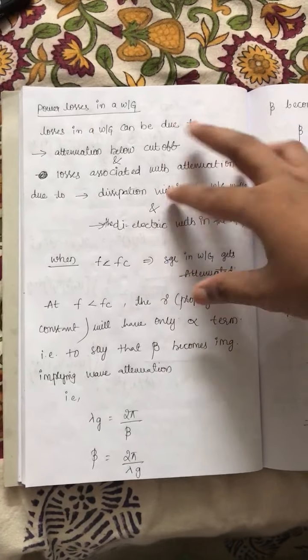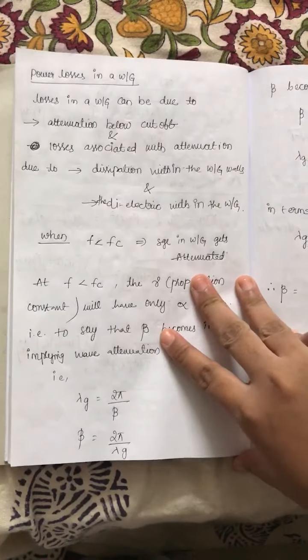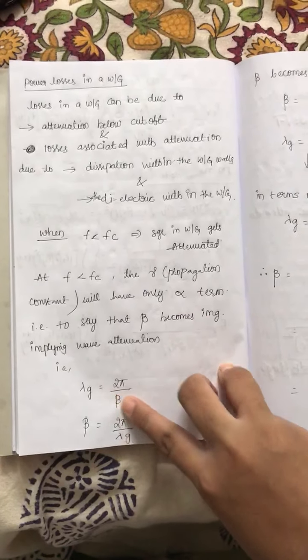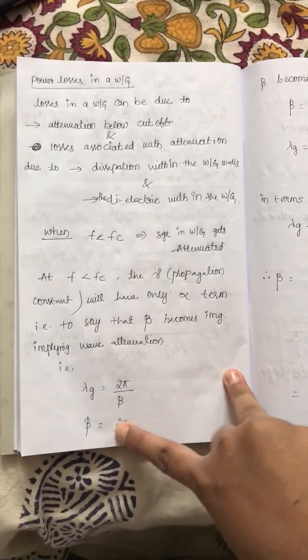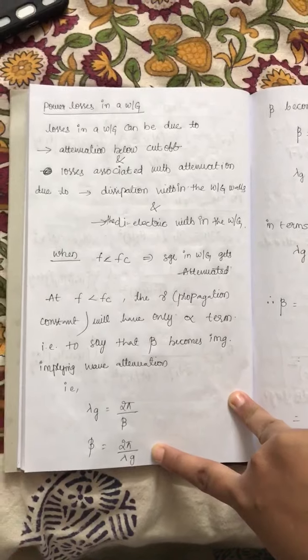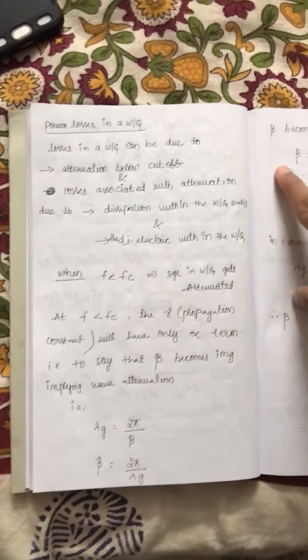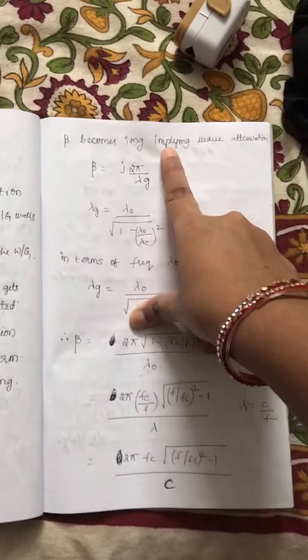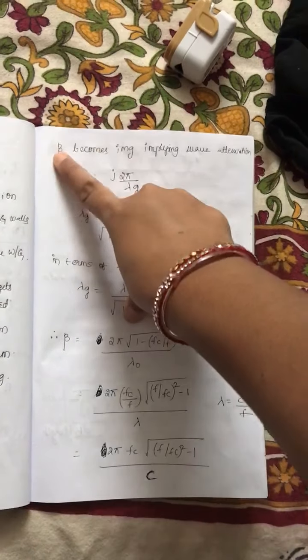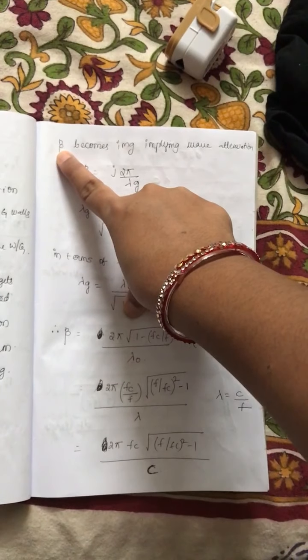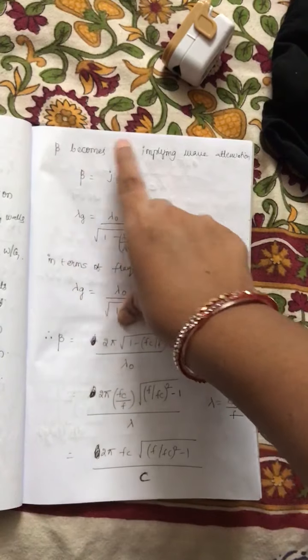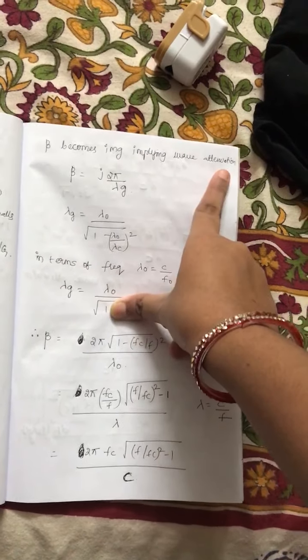In these two cases, power losses occur in the waveguide. Now we know that lambda g equals 2 pi by beta, and from this expression, beta equals 2 pi by lambda g. When beta is real, it indicates the wave is allowed through the waveguide. When beta becomes imaginary, it implies wave attenuation.